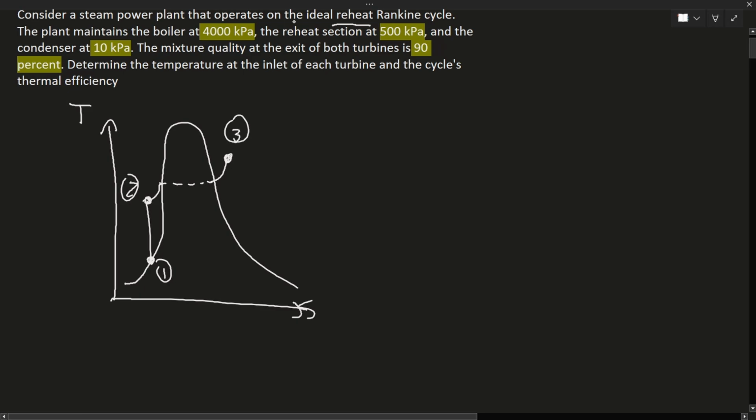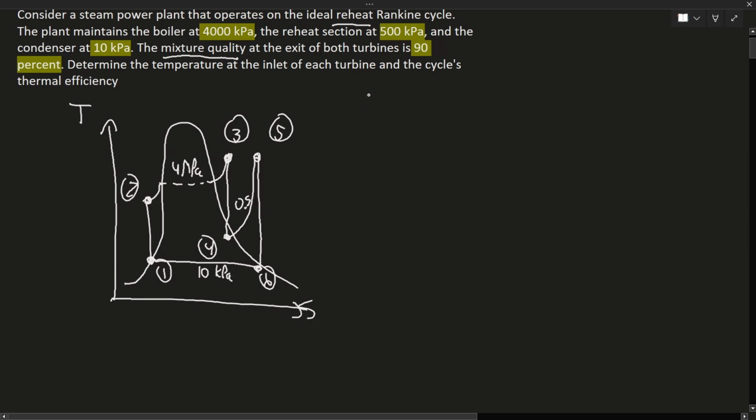3. And then for step 4, it's saying that there's a mixture quality at the end of both turbine exits, okay? That means it's going to be within the curved lines. 5, then 6. And that's supposed to be a straight line. It's also giving us the pressures, okay? The boiler at 4 MPa. Reheat section 0.5. And condenser at 10 kPa.